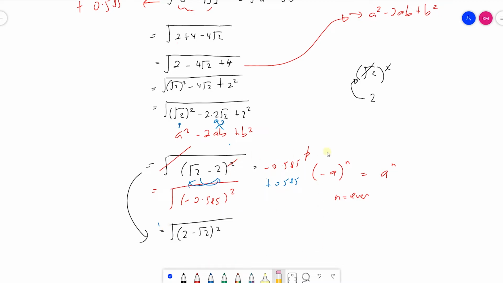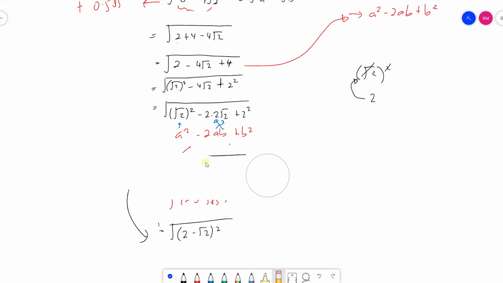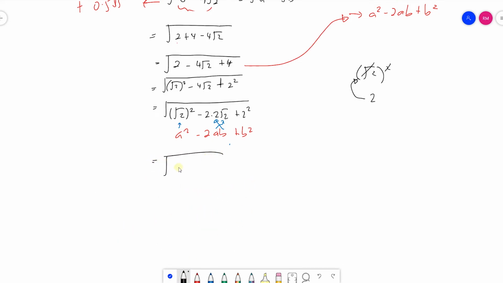Maybe I'll rewrite everything so you can get a clearer picture. So it's equal to the square root of (surd 2 minus 2) squared. Remember, according to one of the indices rules, when we expand the bracket, we can write it in the form of a to the power of n. It's positive, so what do we need to do? We just need to swap the position, 2 minus surd 2, so the value inside the bracket will become positive, not negative anymore.